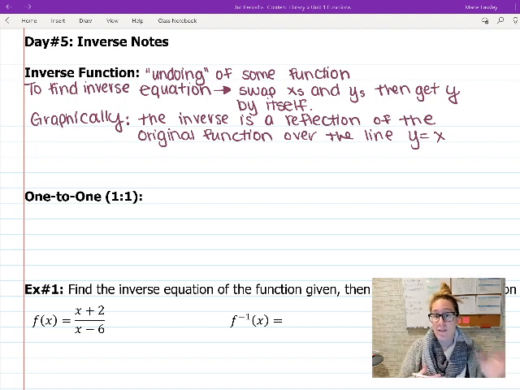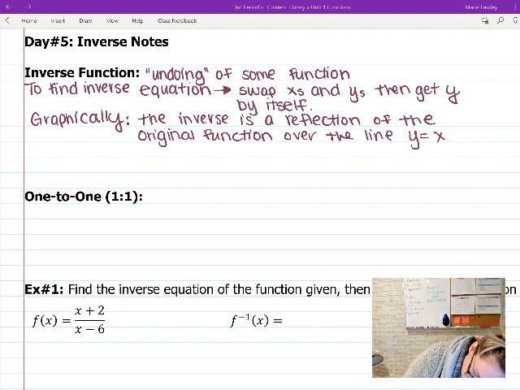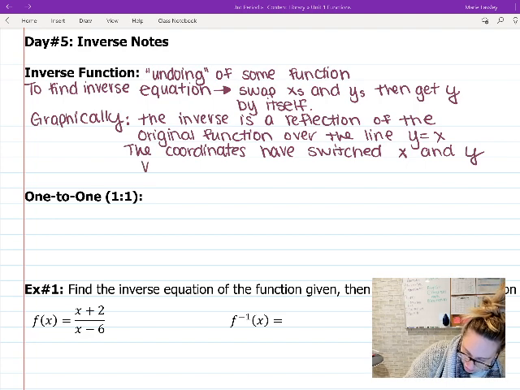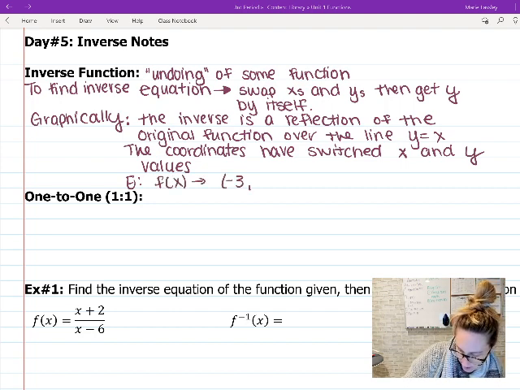So there is a way, if you have the coordinate points, to figure out what the inverse's points are going to be. And that is, you just switch the x and y's, which is basically what we do to find our equation. All right. So if you have the coordinates, switch the x and y values. So for example, let's say f of x had the point -3, 7.